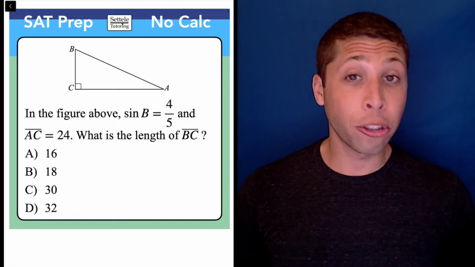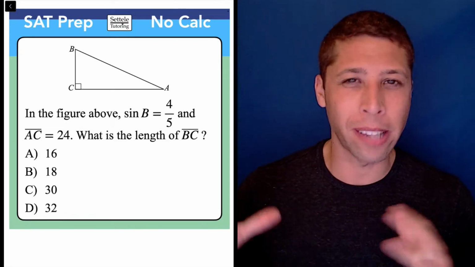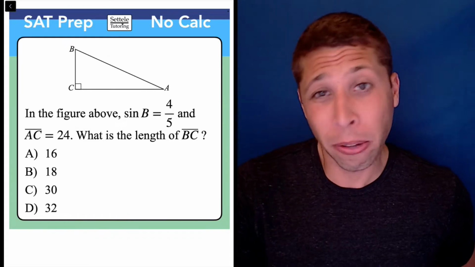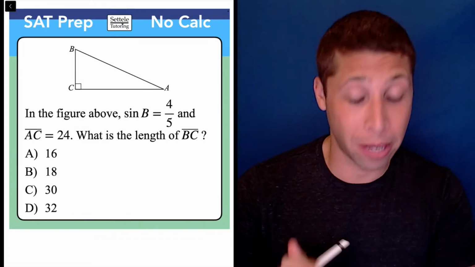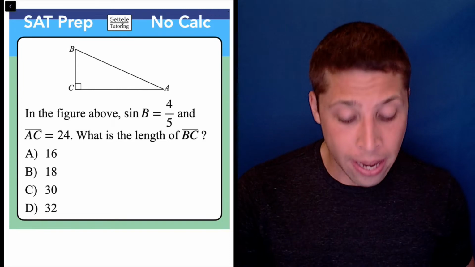This is actually basic trigonometry, but it's testing something that gives people a lot of trouble. They just kind of can't wrap their head around it, mostly because they don't understand basic trigonometry, but I'm going to explain it to you. We are told that sine of B is equal to 4/5.